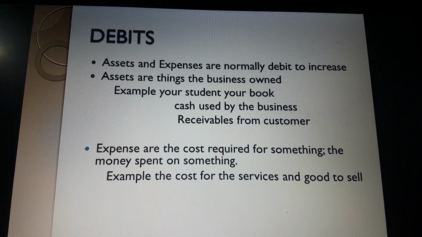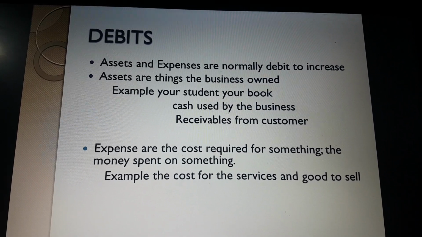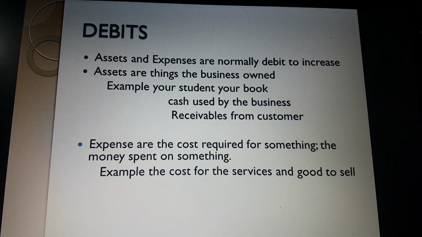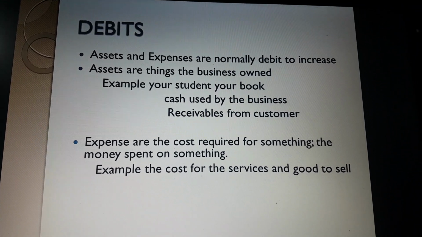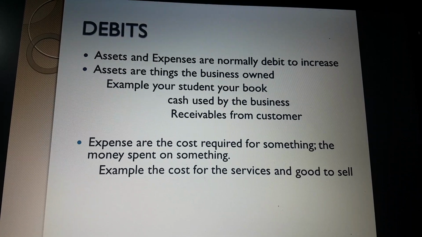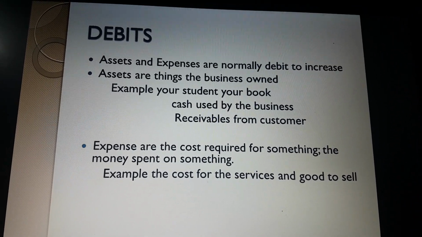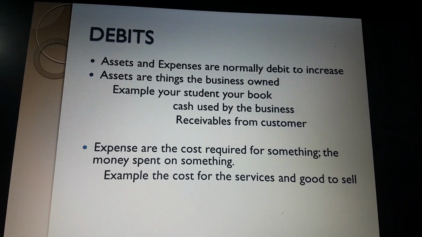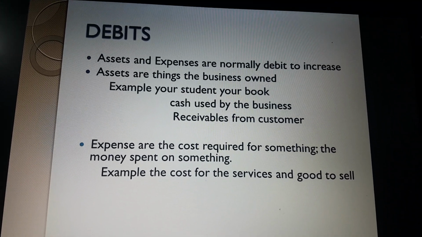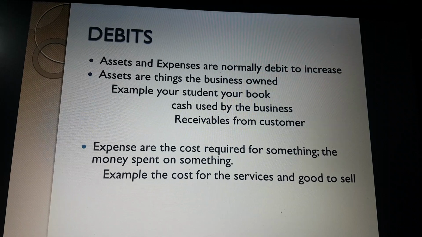What is an asset? Assets are the things that the business owns. Example, if you are a student, you own your books. So these are your assets. Your cash, your bag, your shoes. And for business, usually these are the cash, the receivables, the inventories, the prepayments, and the property being used by the business. So these are the assets.